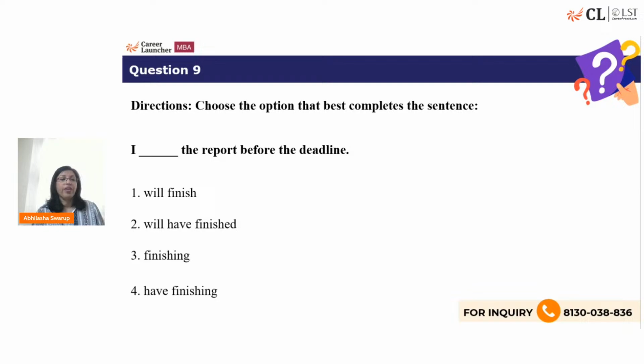Okay. I will finish the report before the deadline. I will have finished the report before the deadline. Of course, finishing is incorrect, so let's do away with that. I have finished. Of course, that is also incorrect. So therefore, the best answer is I will have finished before the deadline. If this is the deadline, it's somewhere here, it will be already done. So therefore, I'm using the future perfect.